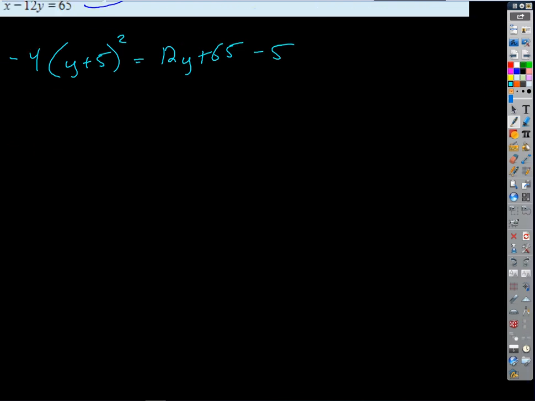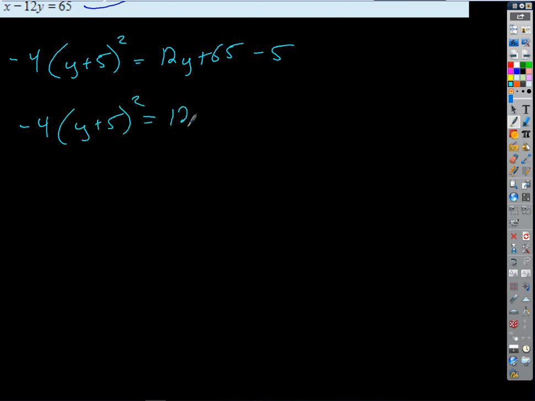Yeah, we want to simplify. So 65 minus 5 is 60. Okay, now what? Could I distribute the -4 here? No. Cannot, because it's being squared. Good. There is something really convenient I can do, though. Divide both sides by, and how about -4? Okay, now that works out really well.